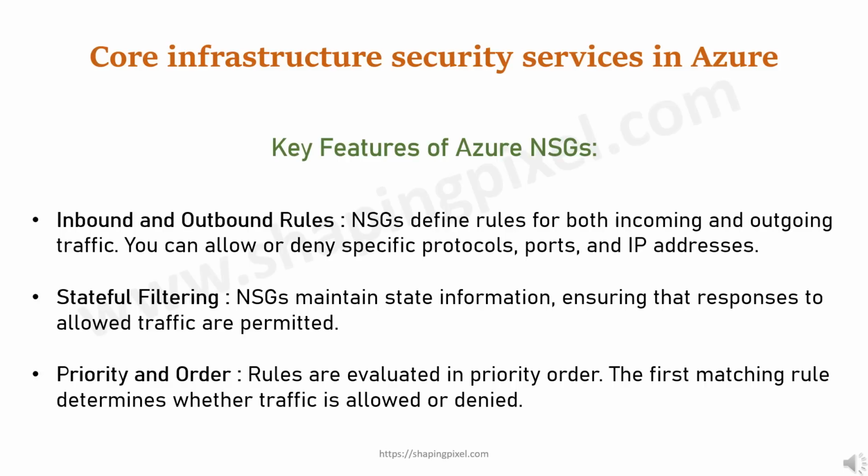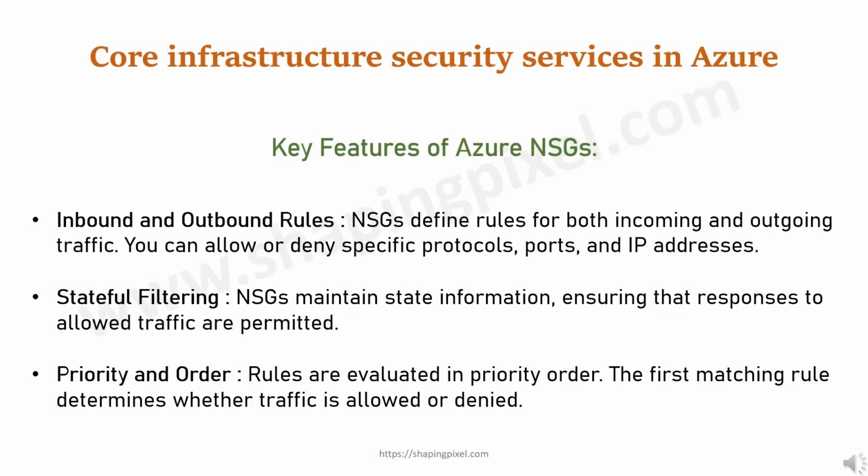Key features of Azure Network Security Groups. Inbound and outbound rules. Network security groups define rules for both incoming and outgoing traffic. You can allow or deny specific protocols, ports, and IP addresses. Stateful filtering. Network security groups maintain state information, ensuring that responses to allowed traffic are permitted.